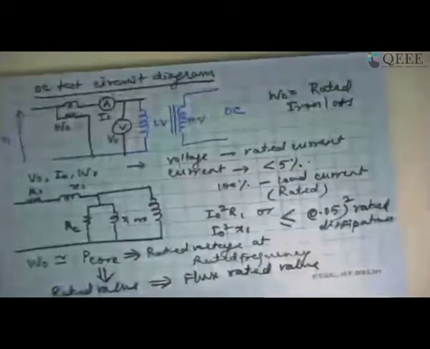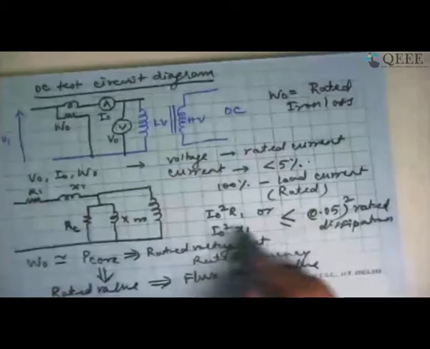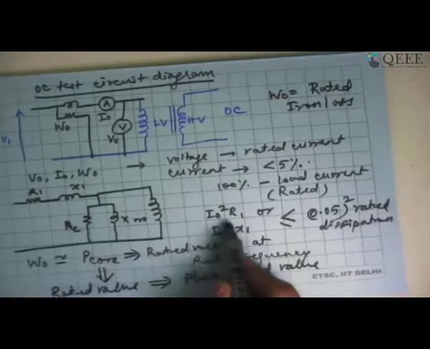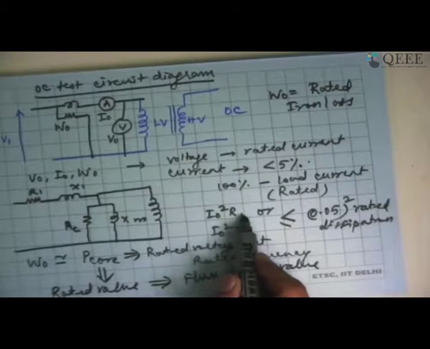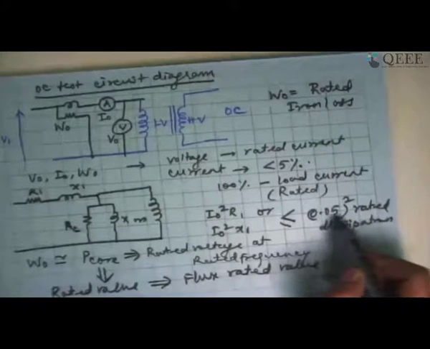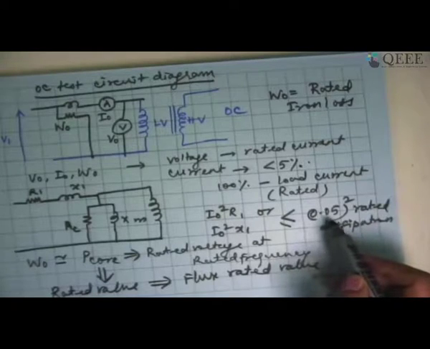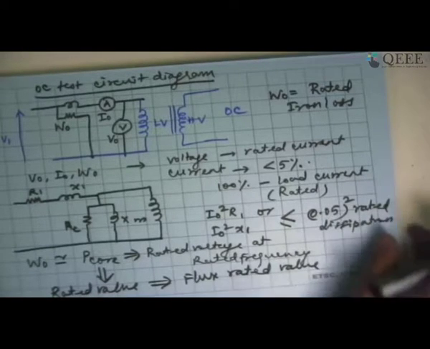The assumption is very much valid because the current that I am passing is only 5% of rated current. If I look at I0 square R1, which is the real power loss, that is going to be 0.05 whole square multiplied by whatever is the rated dissipation, that is 0.000025, which is very, very small.